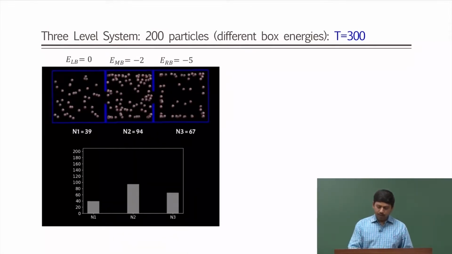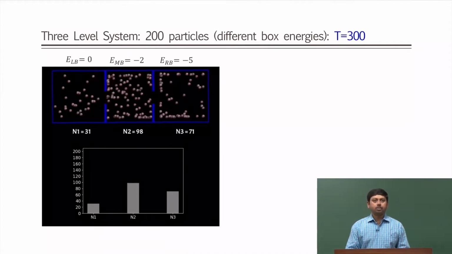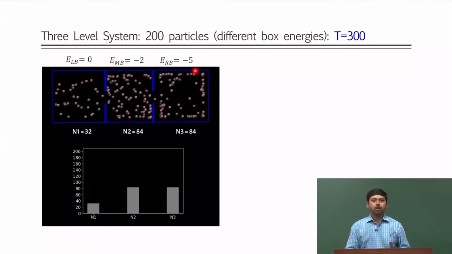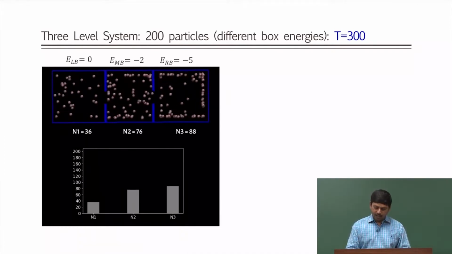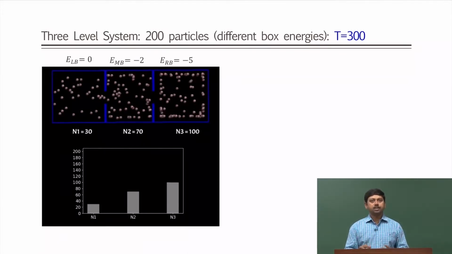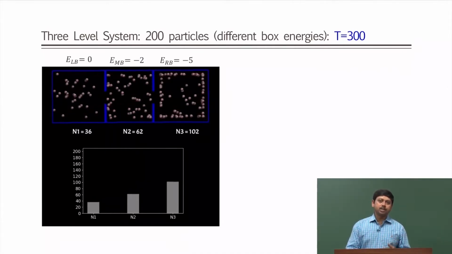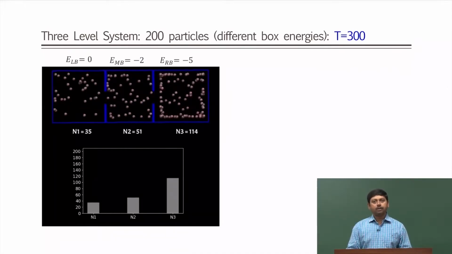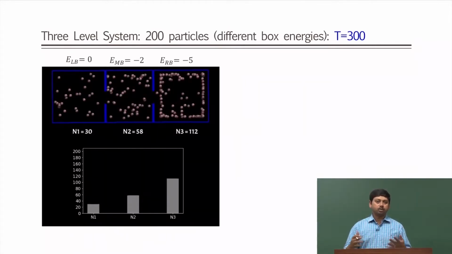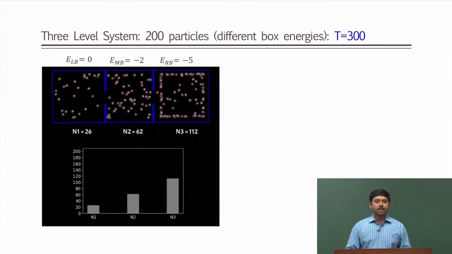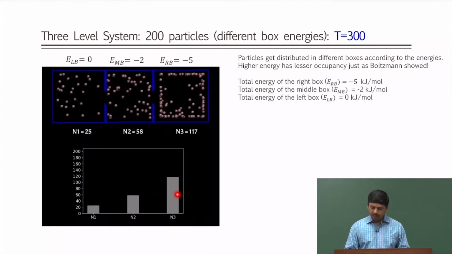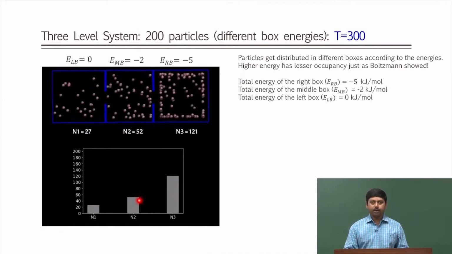What you are observing here is that no longer is the distribution of particles in the three different boxes the same. Rather, we see that there are more particles in the right box than in the middle box, and than in the left box, when the system reaches equilibrium. And you know that the system reaches equilibrium when the entropy becomes maximum. Therefore, entropy will be maximum when the particle distribution follows the Maxwell-Boltzmann distribution, which in this case means an exponential distribution.